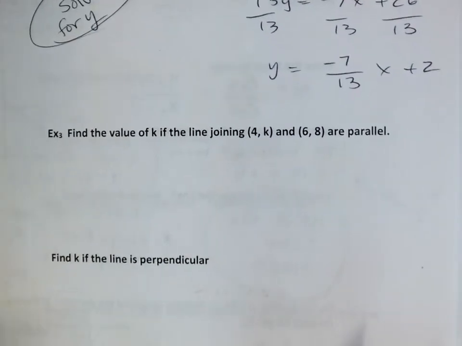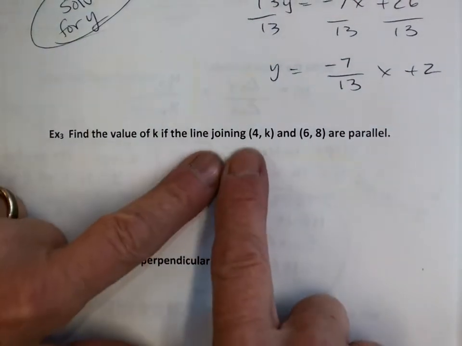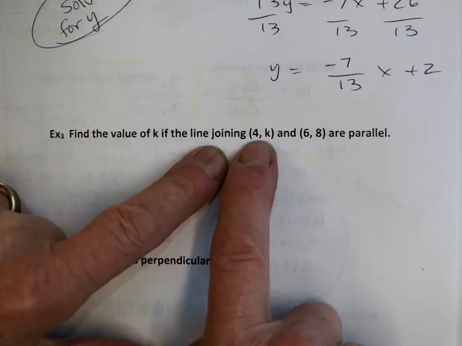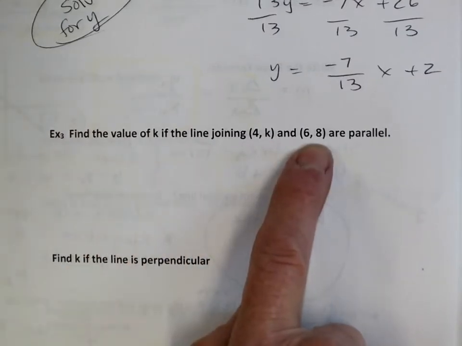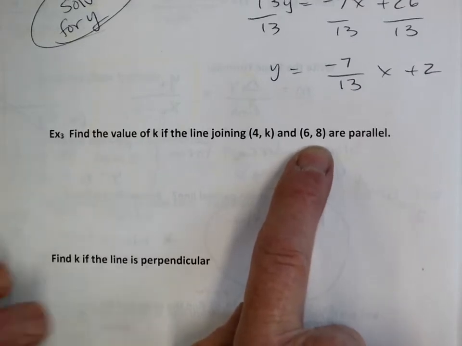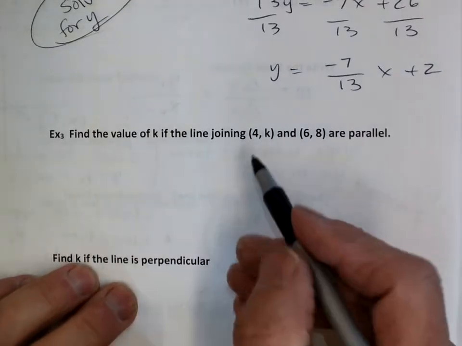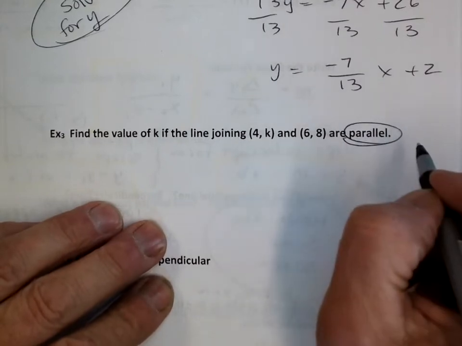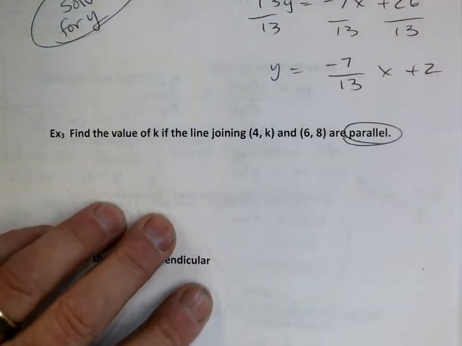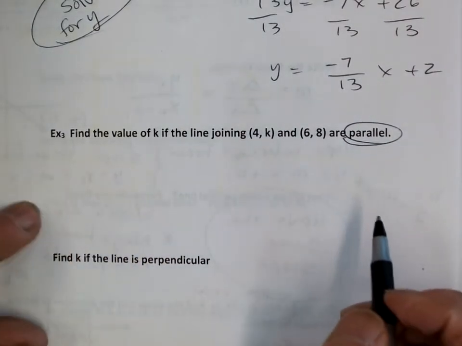Okay, example 3. All right, let's see what it says. It says find the value of k if the line joining 4, k and 6, 8 are parallel, okay? Find the value of k. So they've got to be parallel. So somehow, if they're parallel, then they've got to have the same slope, okay?